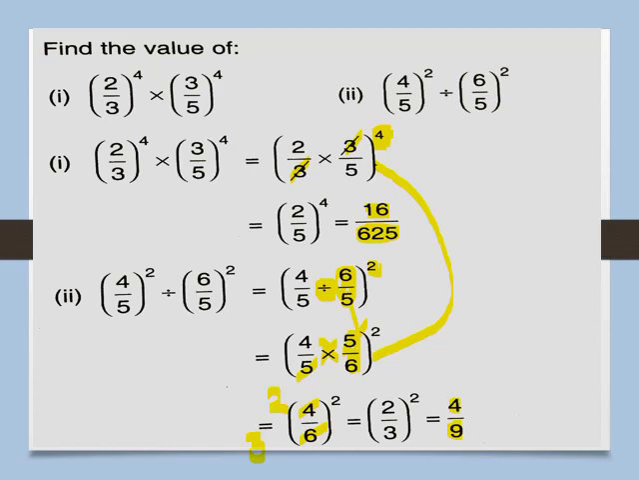Now see here, (2 upon 3) raised to the power 4 multiplied by (3 upon 5) raised to the power 4. Now here the bases are different and the powers are equal. So what we will do? We will take out this power as common, and then we will write the bases as they are, with the multiplication sign. The 3 in the numerator and denominator gets cancelled. So it is a simple number, (2 upon 5) raised to the power 4. And (2 upon 5) raised to the power 4 means 16 upon 625.